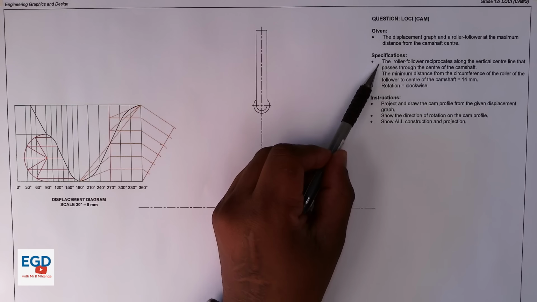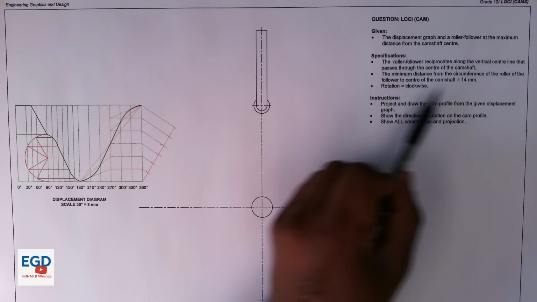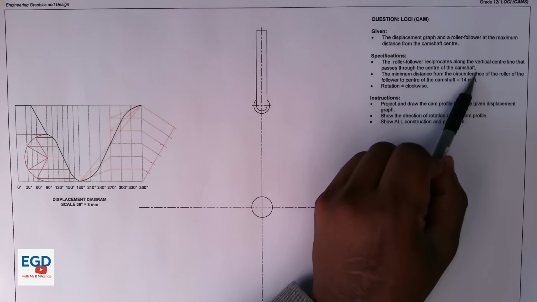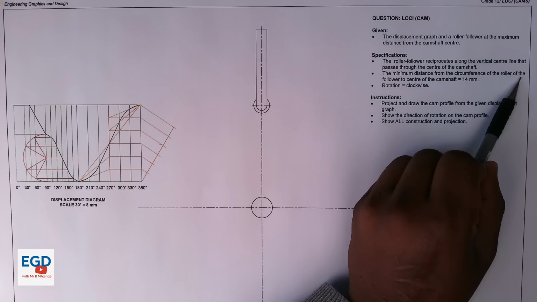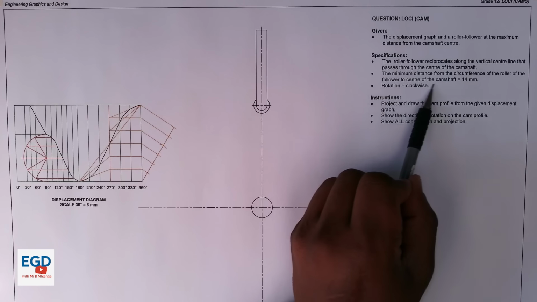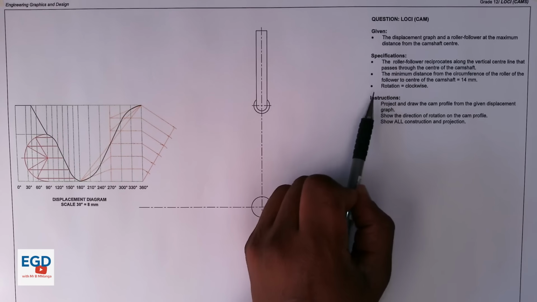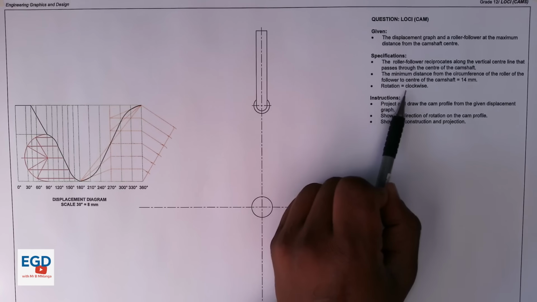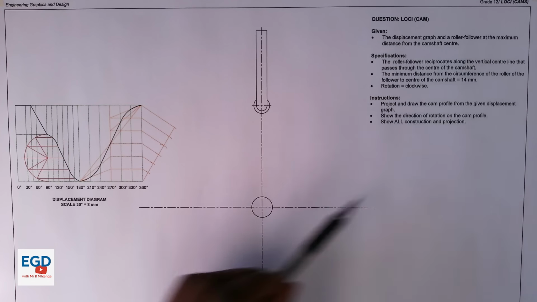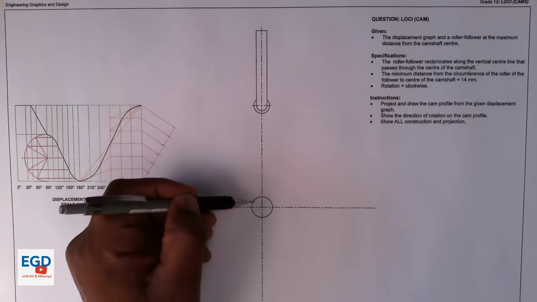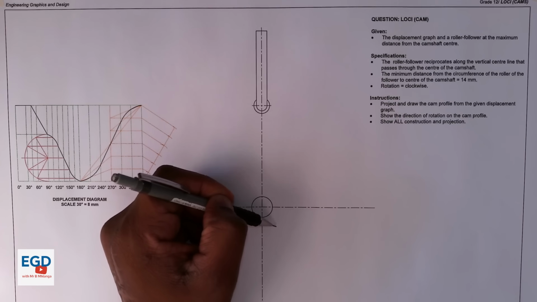Specifications. The roller follower reciprocates along the vertical center line that passes through the center of the camshaft. The minimum distance from the circumference of the roller of the follower to the center of the camshaft is equal to 14 millimeters, and the rotation of the cam is clockwise. This is very important, so I'll have to add an arrow to indicate the direction of rotation of the cam profile.